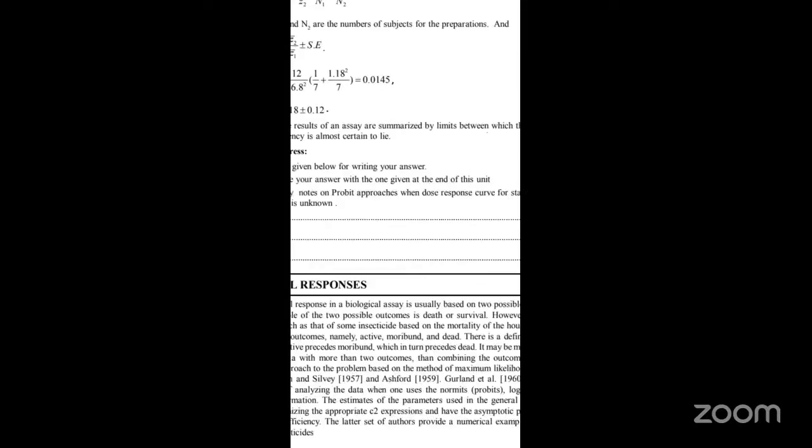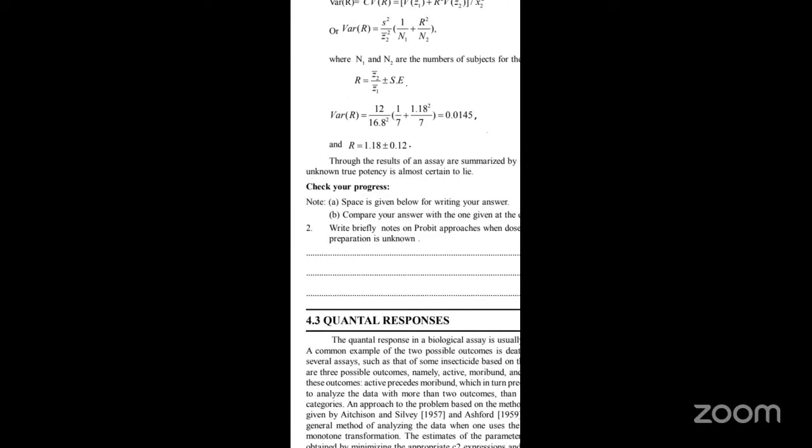Now, the question is, space is given below for writing your answer. The question is: write brief notes on probit approaches when the dose response curve for the standard preparation is unknown.